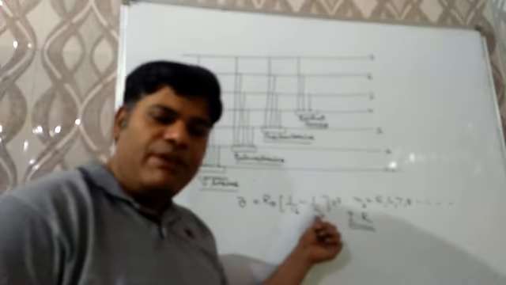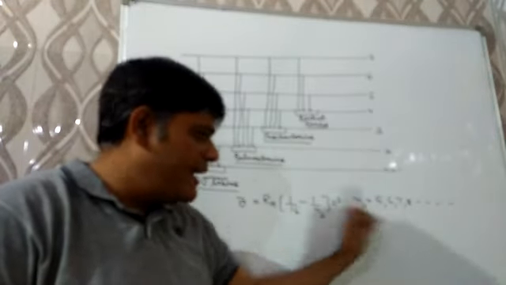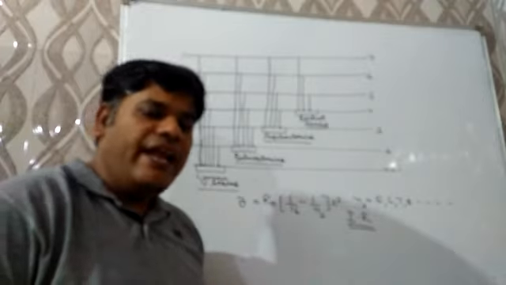Same way here, when n2 is infinity, that will be the limiting line. For the first line, n2 will be 5. Second line, n2 will be 6. Third line, n2 will be 7.